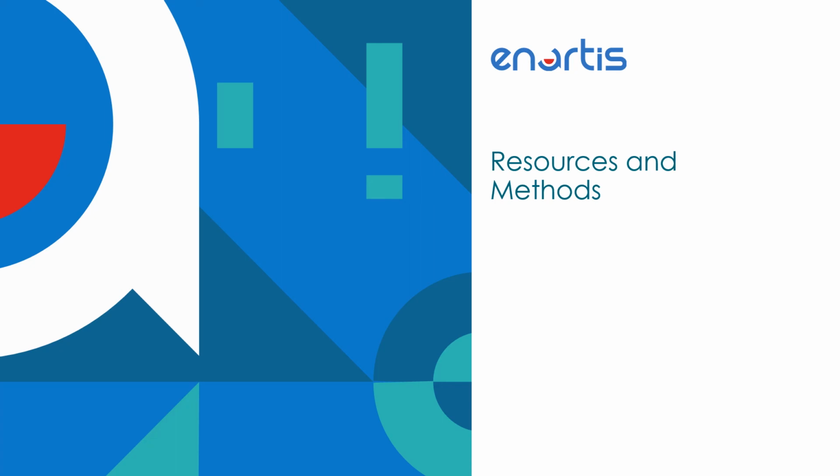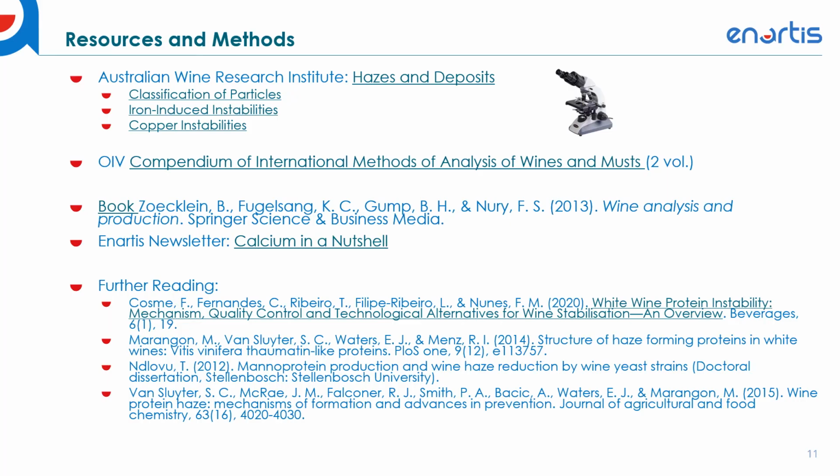Here I have some of the resources and methods. I wanted to make sure that you all are aware of the Australian Wine Research Institute. They have a really great haze and deposit gallery, and different classification and identification instructions for further lab analysis to identify precipitates and hazes. I also have the OIV's international methods linked here as well. Wine Analysis and Production is another great book, and there are some further citations and readings that I highly recommend you check out.